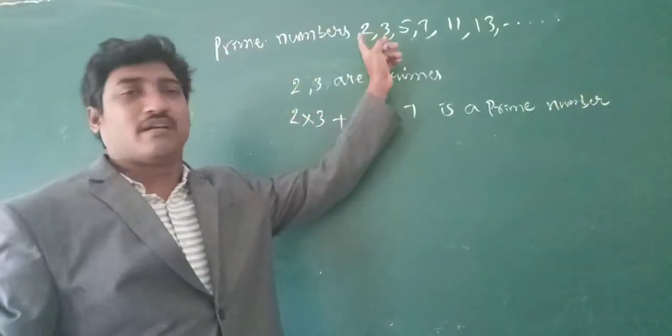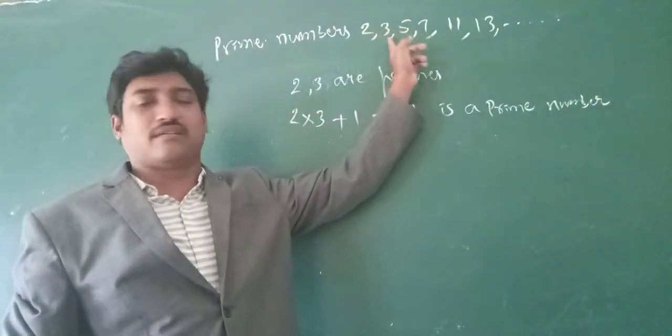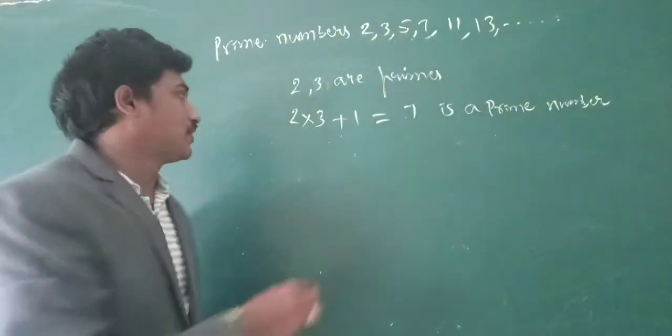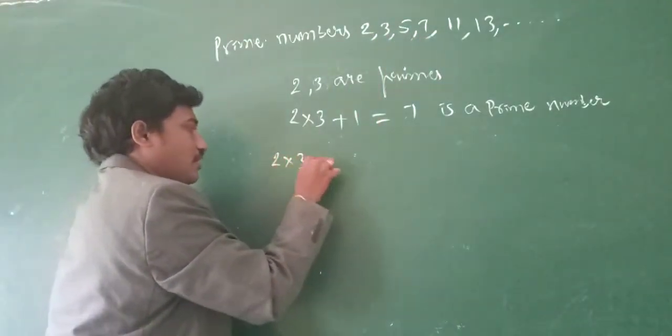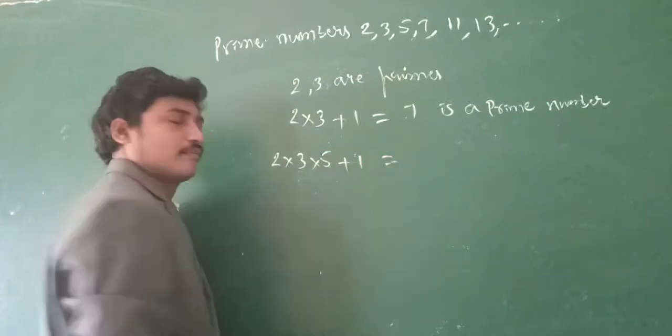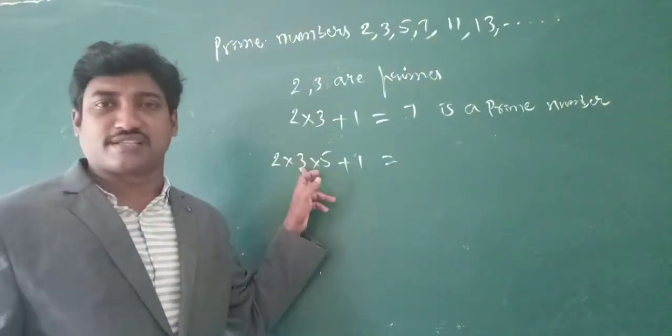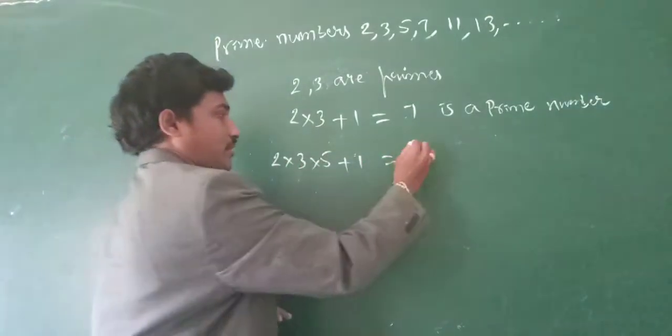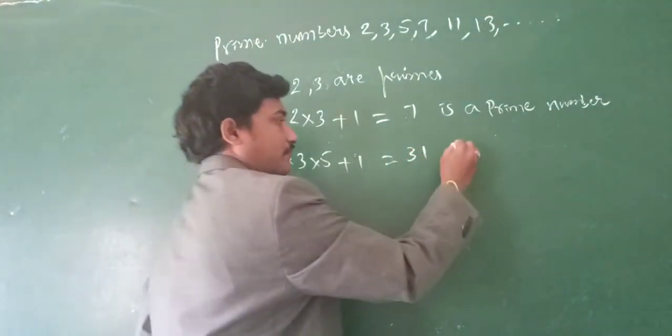I am taking 3 prime numbers, 2, 3, 5. 2 into 3 into 5 plus 1. 2 times 5 is 10, 10 times 3 is 30. 30 plus 1 is 31. 31 is prime.